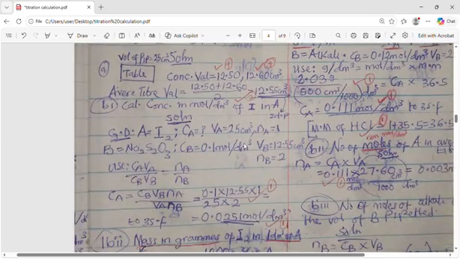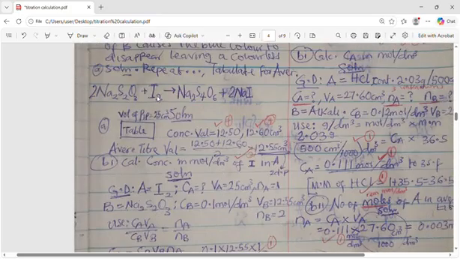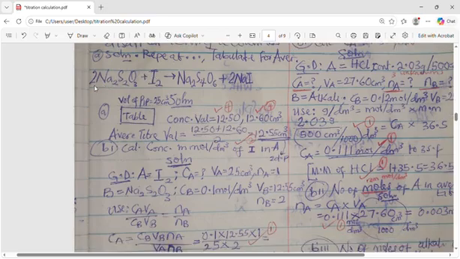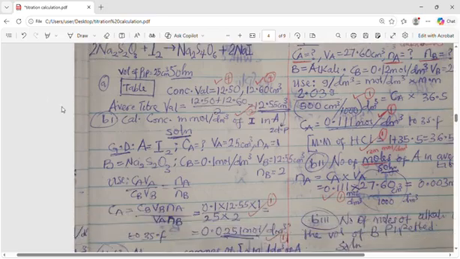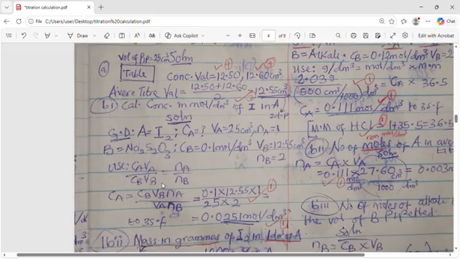Then Mb. Since it's thiosulfate, you check your Mb. So the thiosulfate here is 2. So you just put it there. Then you can calculate the concentration in moles per dm cube of iodine in A. So to get the concentration of iodine in A, that's Ca.